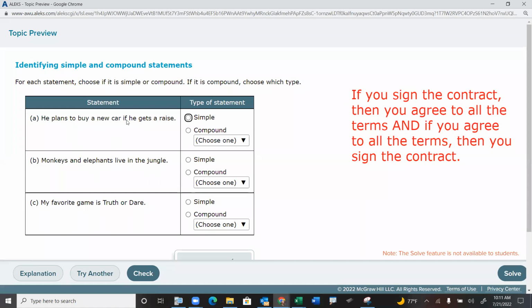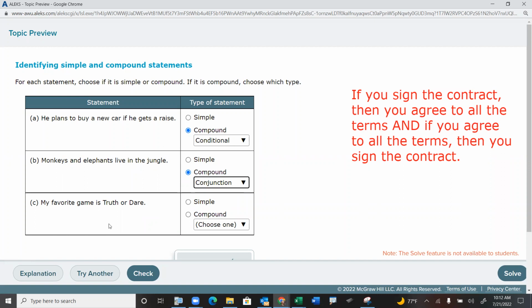Okay, let's see. He plans to buy a new car if he gets a raise. Oh, there's that keyword if. In other words, if he gets a raise, then he plans to buy a new car. That's an if then statement, which is one of the compound statements, and that would be conditional. It doesn't say if and only if, which would make it biconditional. Monkeys and elephants live in the jungle. Ooh, there's and, so we know it's going to be compound. And like we said, and means conjunction, because that's essentially the conjunction of two statements: monkeys live in the jungle, and elephants live in the jungle.